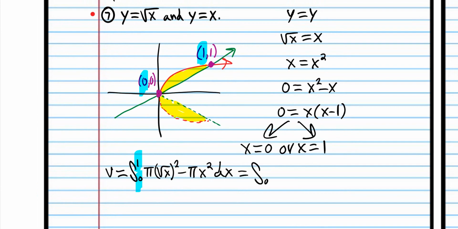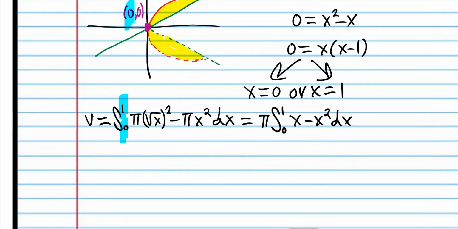So this is going to be a much easier integral to work with. So we just have pi times x minus pi times x squared. And I'm going to go ahead and take that pi out. So we have x minus x squared dx. It's a much easier integral to work with.